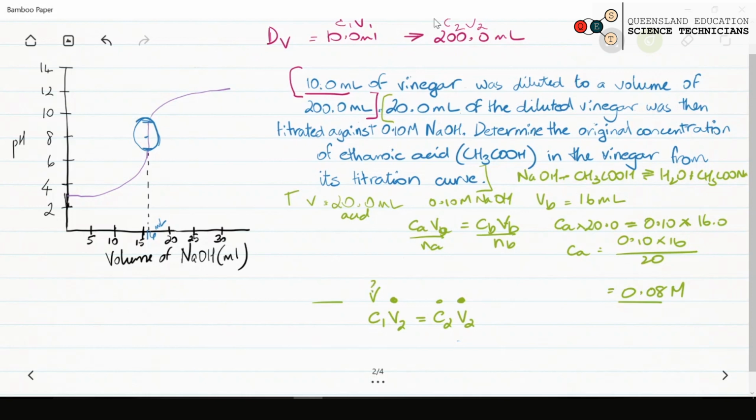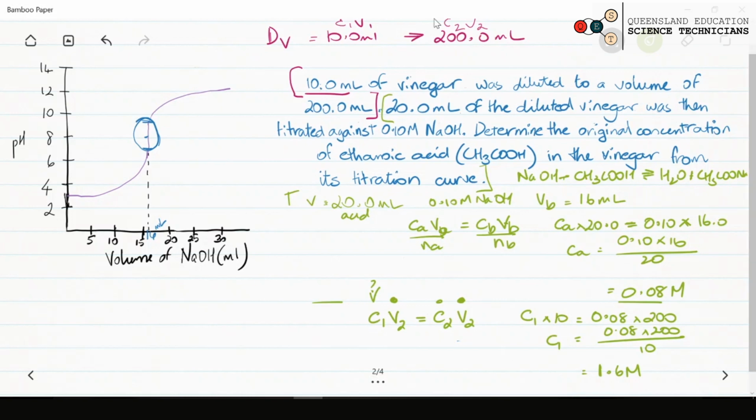So we can then just substitute in. I can rearrange first, or I can just substitute in. So I'm just going to do the C1 times the 10 mils equals my concentration of the second, which is 0.08, times the 200 mils. So the initial concentration is my 0.08 times 200 divided by my 10, which equals 1.6 molar. So quite a high concentration in that vinegar.